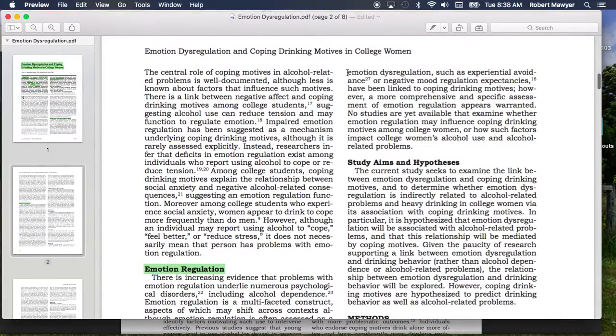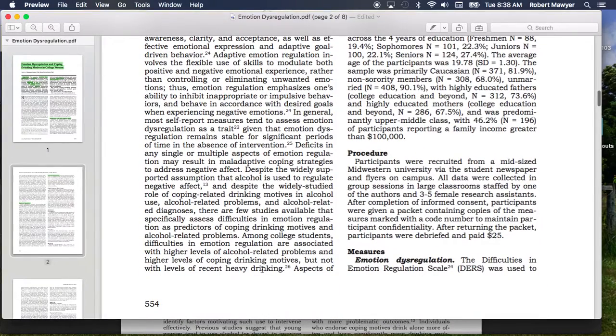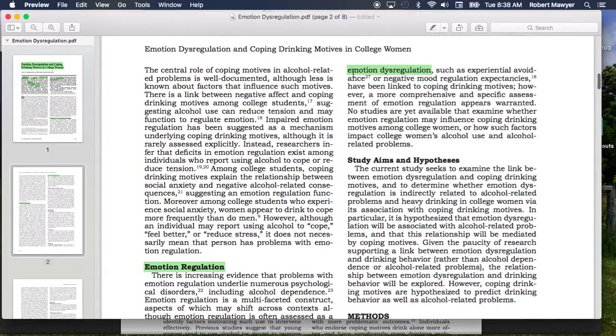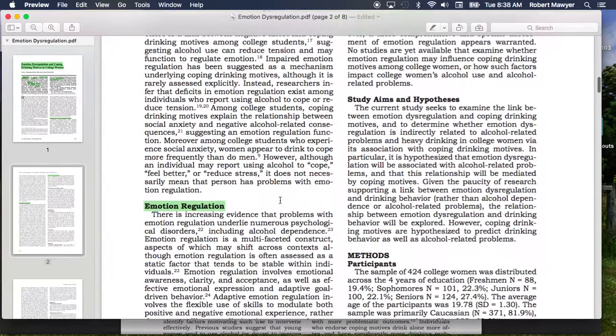Okay, well, there it is, right there. So there's a sentence with my key term, and now it's just a matter of reading the sentences leading up to it, and I'm going to have a pretty clear sense, as best I can at least, of what emotion dysregulation means.